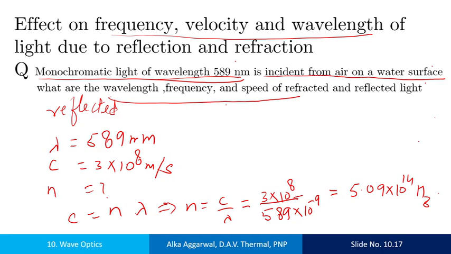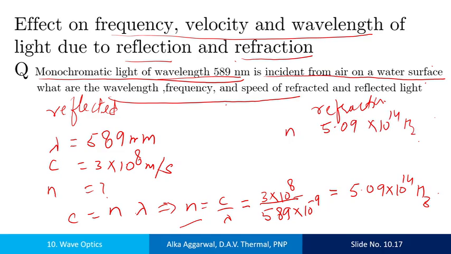The frequency is the same in the reflection as well as in the refraction. So in case of refraction, frequency remains the same, 5.09 into 10 to the power 14 Hertz. Now to find out the wavelength and the velocity, use the relation mu equals C upon V, and mu is equal to the wavelength in air upon the wavelength in the medium. Using this relation, you can find out the wavelength and the velocity.